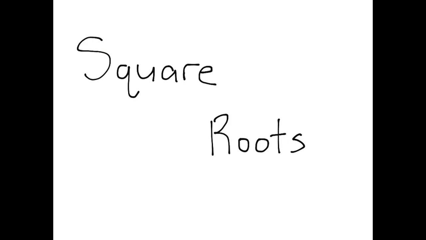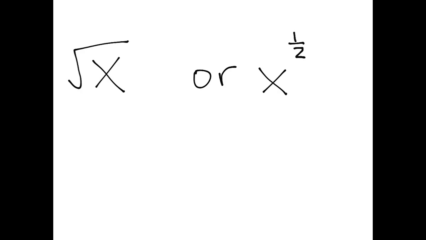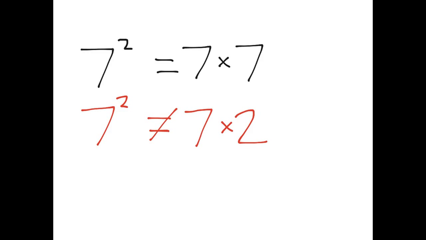Hello, today we are going to learn about square roots. Two ways to write a square root are using the radical sign, or as an exponent, x to the power of a half. Square roots are derived from exponents, specifically any number in the second power, not to be confused with standard multiplication. For example, 7 to the second power is 7 times 7, not 7 times 2. We know that by multiplication, 7 to the second power is 49.